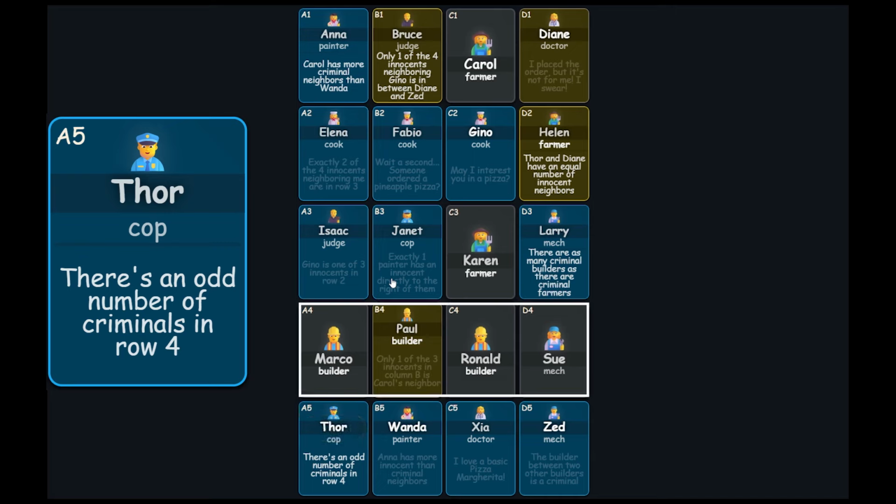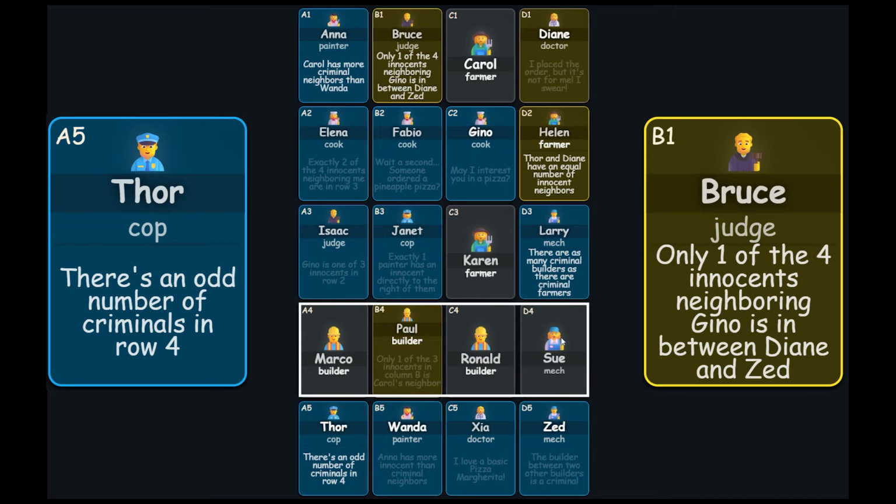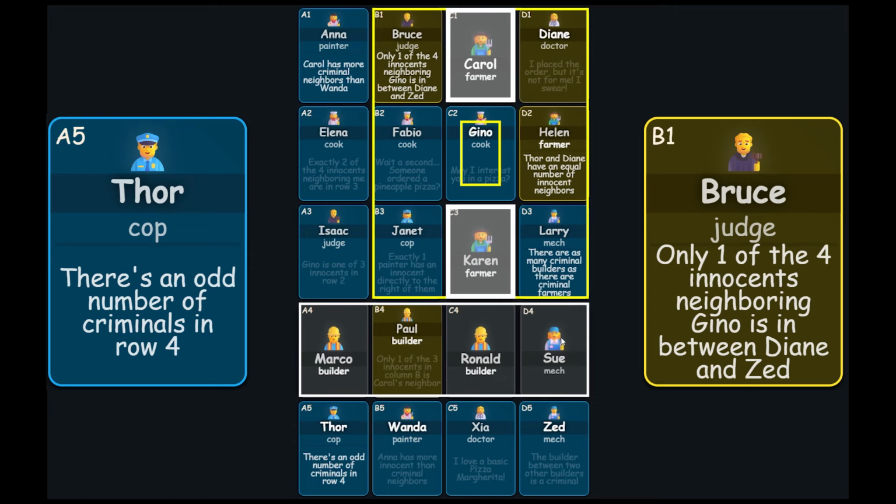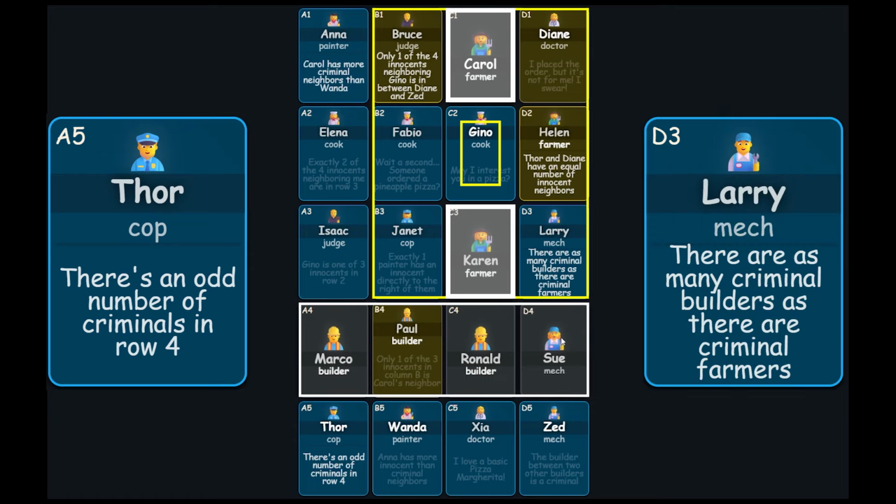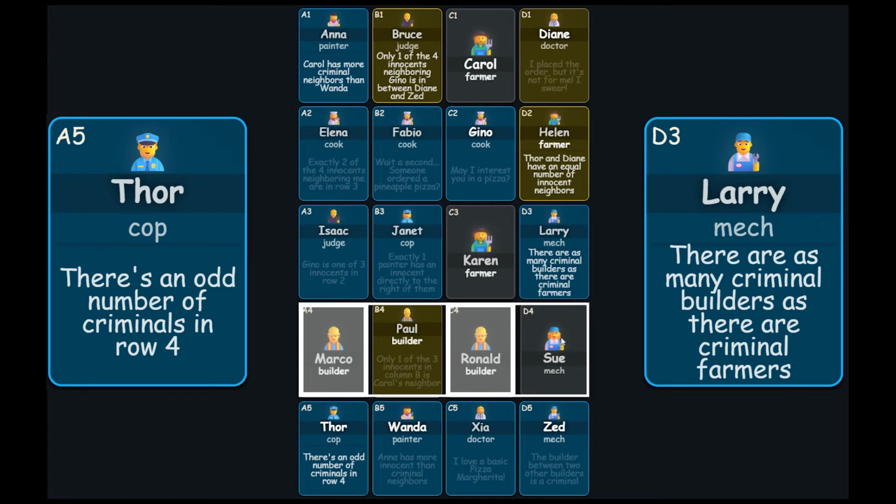There's an odd number of criminals in row 4. We know from Bruce's clue that either Carol or Karen must be innocent. Combining that with Larry's clue, we know either Marco or Ronald must be criminal. So there are 2 criminals among these 3, and that's an even number. Mark Sue as a criminal.